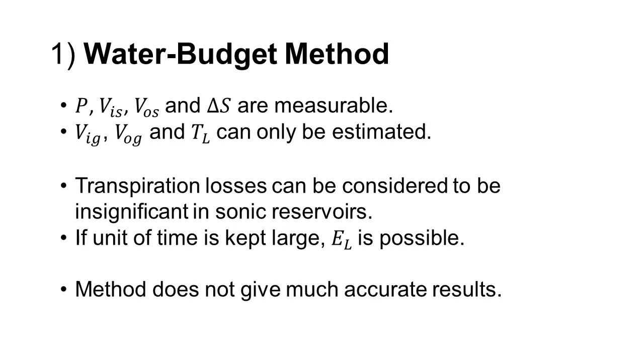In view of the various uncertainties in the estimated values and possibilities of errors in measured variables, the water budget method cannot be expected to give very accurate results. However, controlled studies such as the Lake Hefner study in the USA in 1952 have given fairly accurate results by this method.